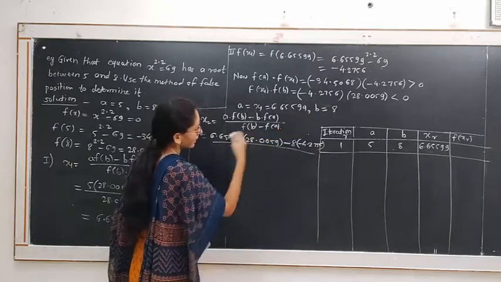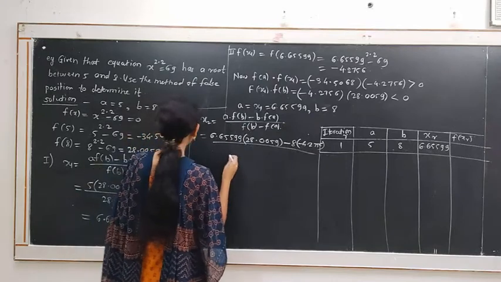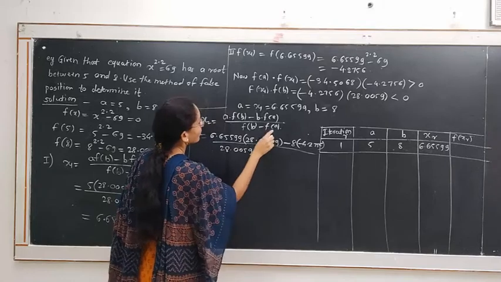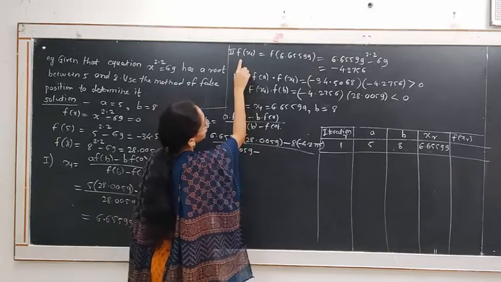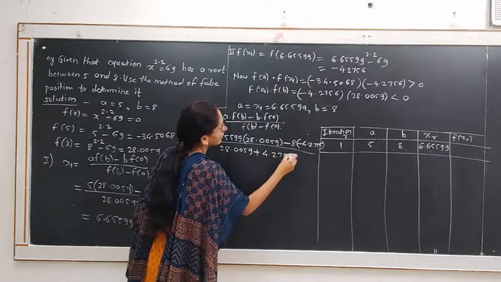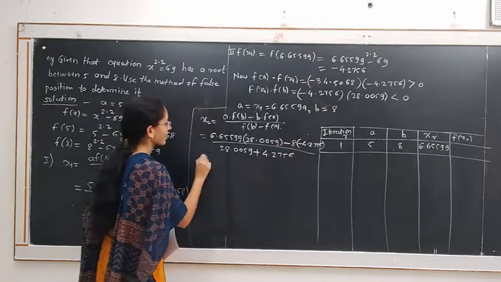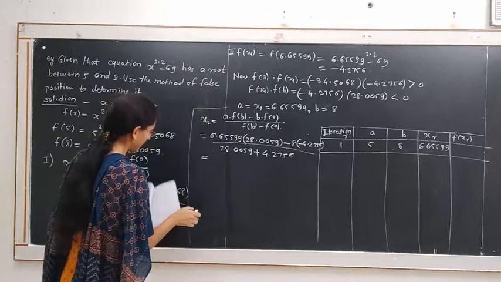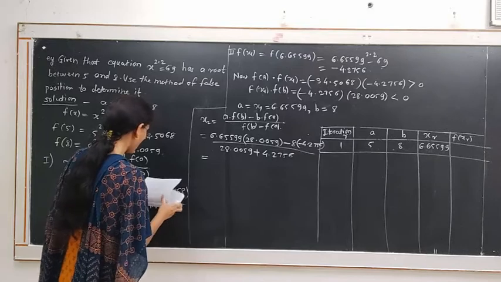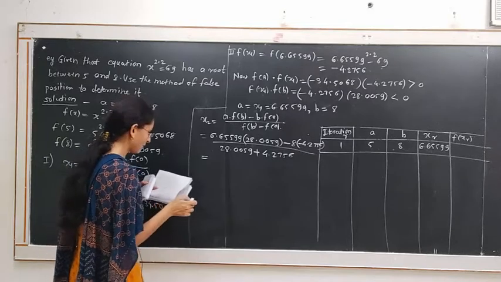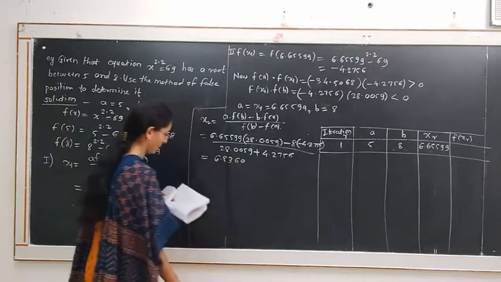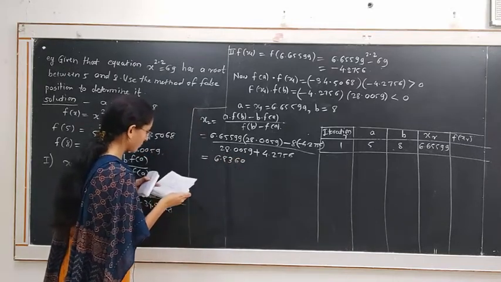b is 8, hence f of b value is 28.0059 minus f of a value, where a is x1 and f of x1 is minus 4.2756. This is minus minus plus, and if we calculate this value, then we will get the value of x2 equal to 6.8360. This is the value of x2.